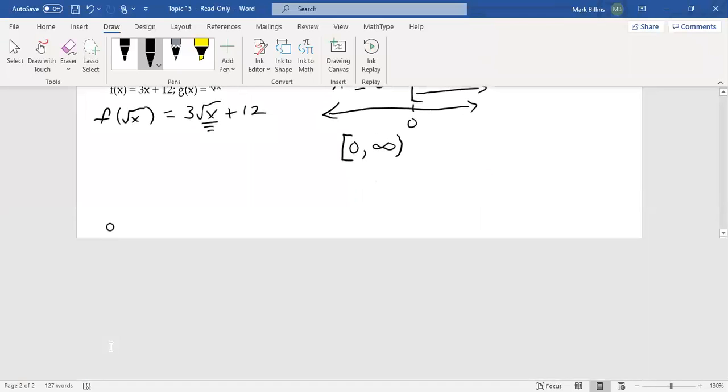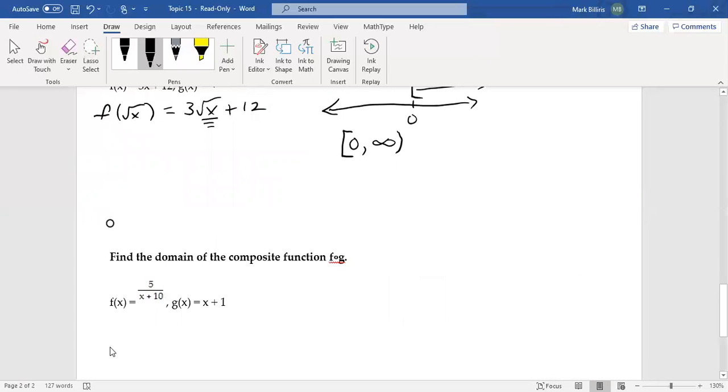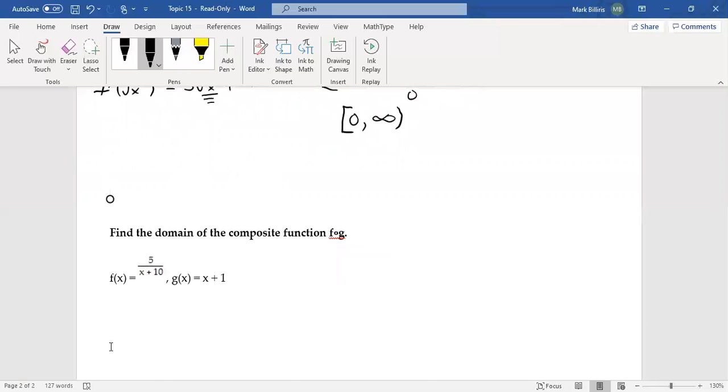For the next problem, again, we're going to be asked to find the composition of the two functions and then find the domain of the answer. So if we look at the problem, it's f of g. So that means we're going to plug the g function into all the x's in the f function. So that means we're finding really f of x plus 1.